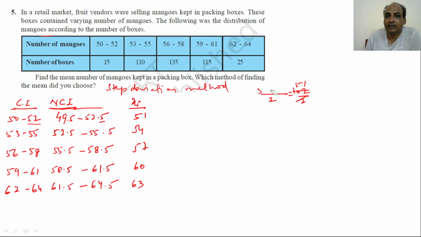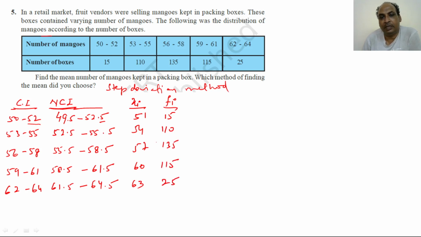Okay. This is not required here. You all have understood now. So fi is 15, 110, 135, 115, 25. Okay. Now assumed mean.